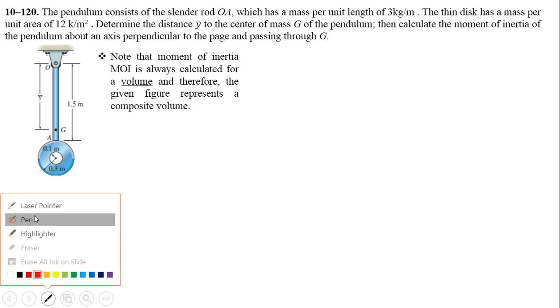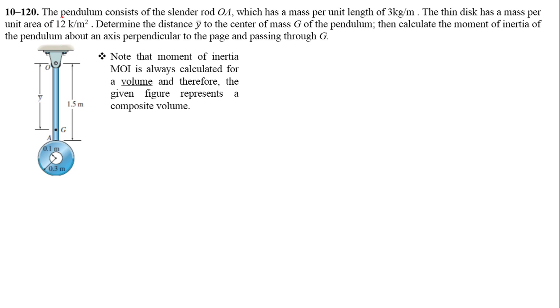So it says that the pendulum consists of the cylinder rod OA. Okay, we have a cylinder rod OA which has a mass per unit length of 3 kilogram per meter. The thin disc has a mass per unit area of 12 kilogram per meter square. So it's basically kilogram per meter square. And we first have to find the center of mass y bar.